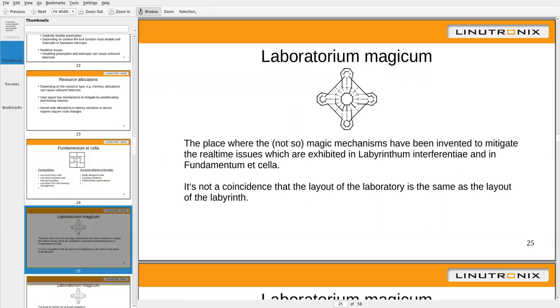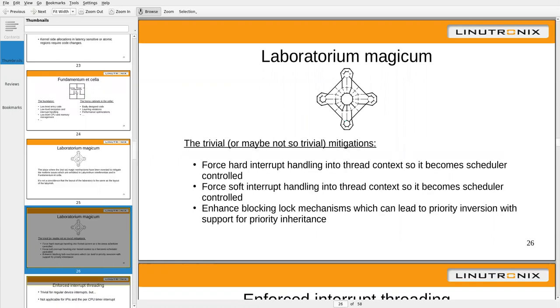So with that, we go to that laboratory where the mechanisms have been dreamed up magically, which we saw in the previous rooms. And the laboratory has obviously the same layout as the labyrinth. Let's start with the trivial, or maybe not so trivial mitigations, which are obvious if you think about it.